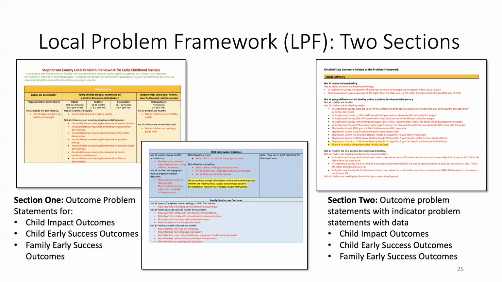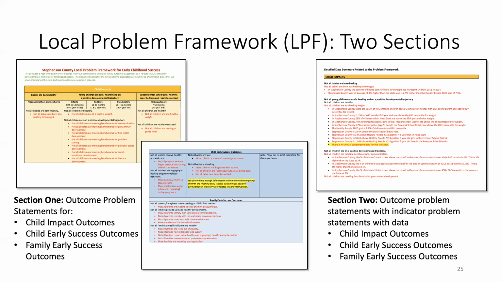You'll see that in the 2 documents here on the left. So the one all the way to the left are your child impact problem statements. And then the document in the middle, the second page, shows the early child success problems and the family early success problems there. Now, the second section of the local problem framework provides the more detailed data summary related to these problems that you've identified in pages 1 and 2.